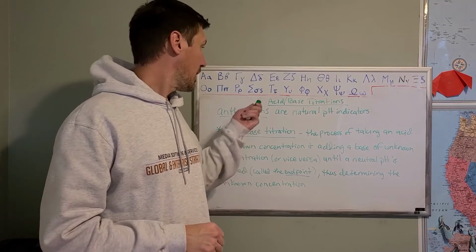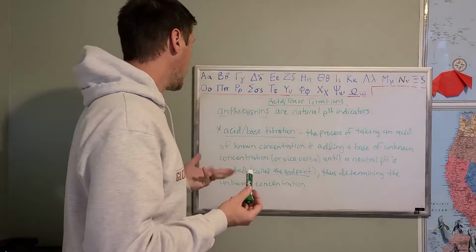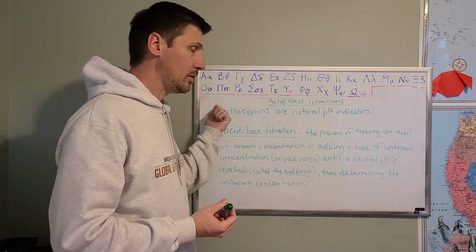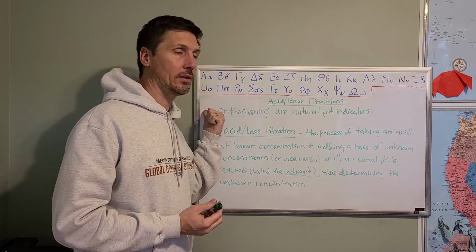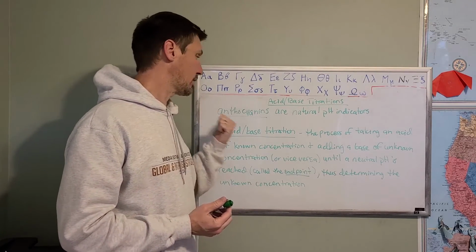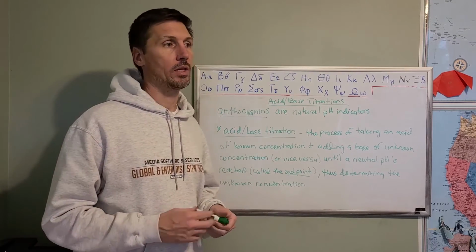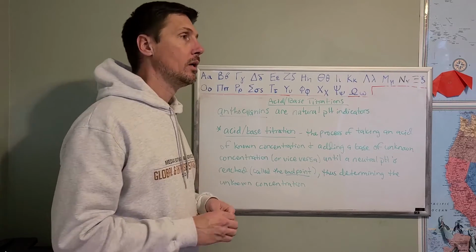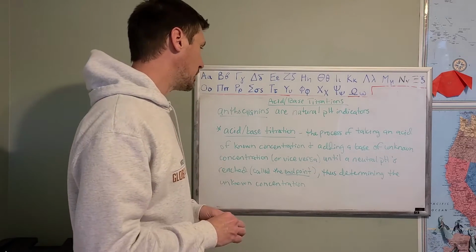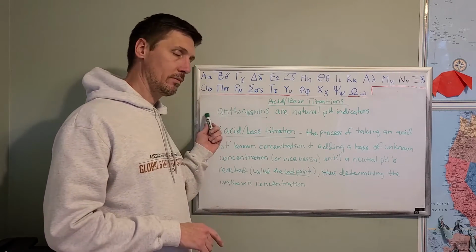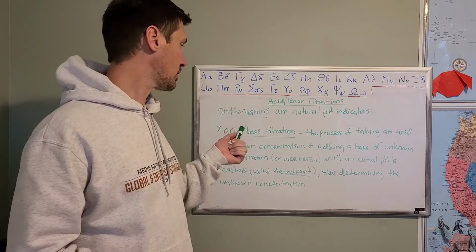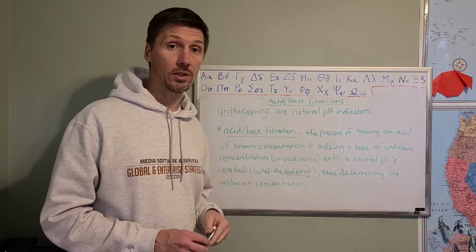All right, so we want to talk about acid-base titrations next. And first I want to define the term anthocyanins. Anthocyanins are natural pH indicators. They are chemicals that will change color in the presence of acids and bases. And so the reason we're mentioning anthocyanins is because they can be used in acid-base titrations.